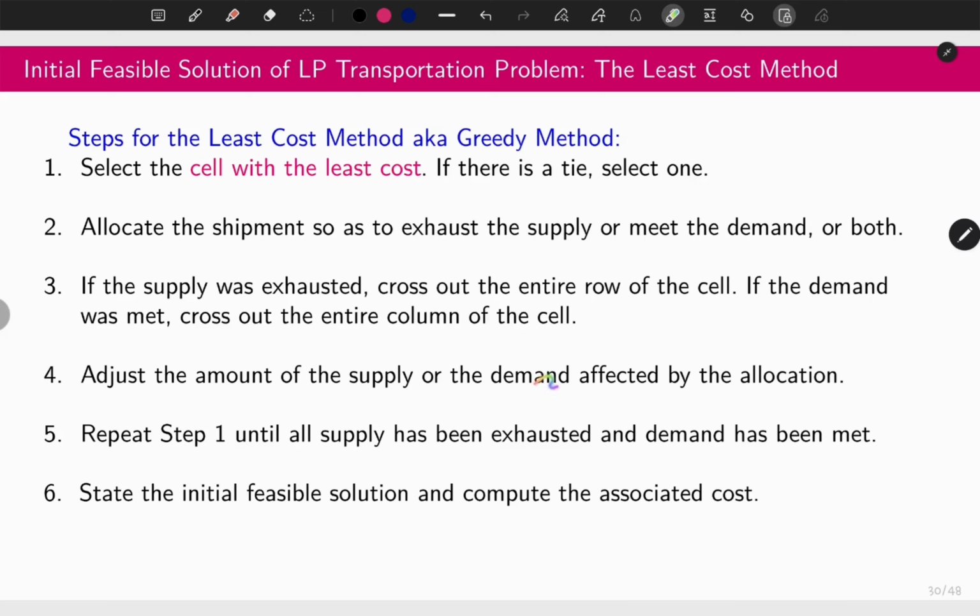Adjust the amount of the supply or the demand affected by the allocation. And then after that, we repeat step 1, choosing the least cost, until all supply has been exhausted and demand has been met. State the initial feasible solution and compute the associated cost.